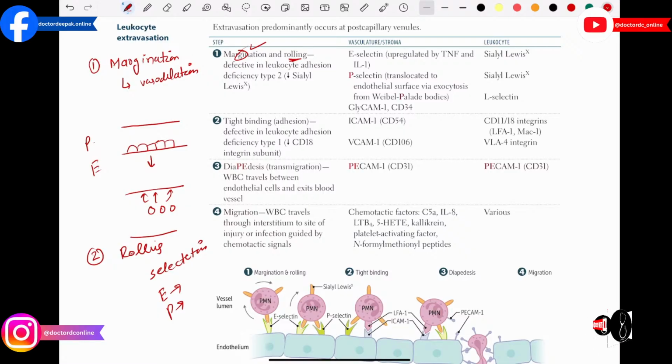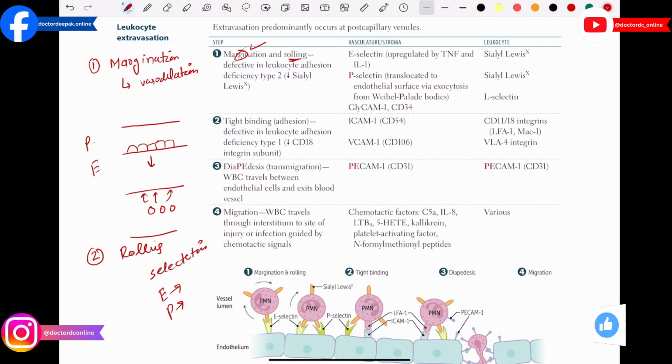In the second step, in the case of rolling, you just have to remember that different kinds of proteins help, like the selectins, P-selectin and E-selectin. These selectins are present on the endothelial cell, and they bind with sialyl Lewis X on the leukocyte, which helps in rolling. So these are the important steps in margination and rolling.